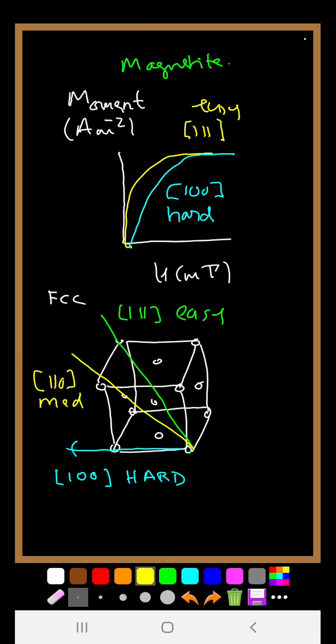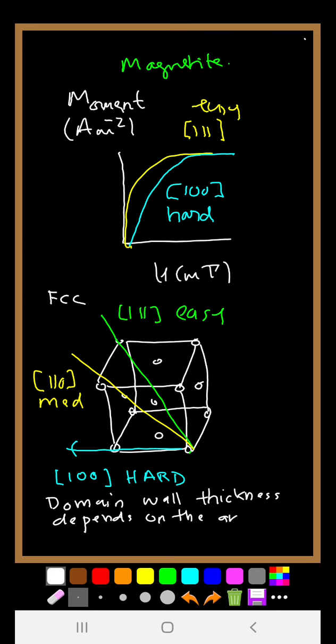Now, another interesting fact about the magnetic anisotropy is that the domain wall thickness depends on the anisotropy of the material. And although it depends upon the anisotropy of the material, the average domain wall spans across around 100 to 150 atoms.